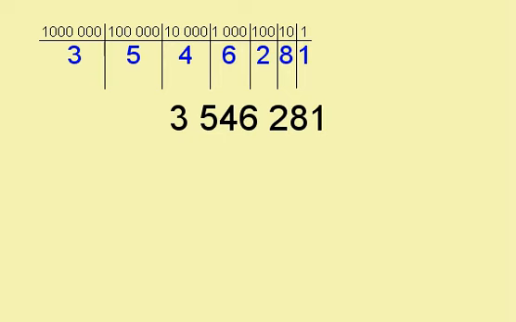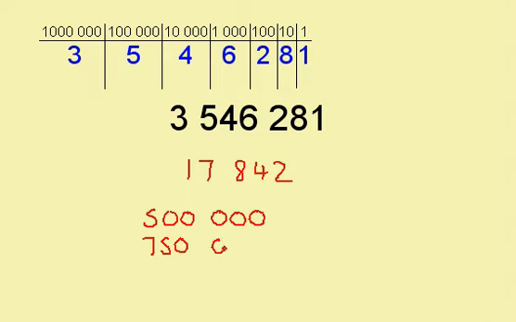For most people, writing numbers like 17,842 is straightforward, but sometimes you'll be asked to write numbers like 500,000 or 750,000 or 1 3/4 million. To do this, you need to remember that a million is 1,000,000, so 500,000 is 500,000. 3/4 million will be 750,000.